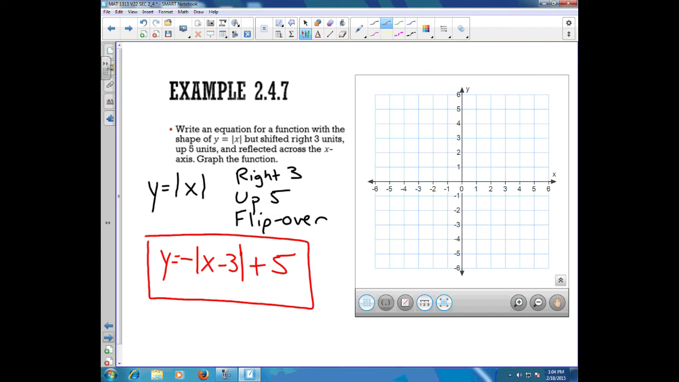So we can use our directions to graph this. We know that it goes to the right 3 and up 5. Right 3 and up 5, here's our point. But it's flipped over, and it looks like the absolute value of x. And there's your graph.